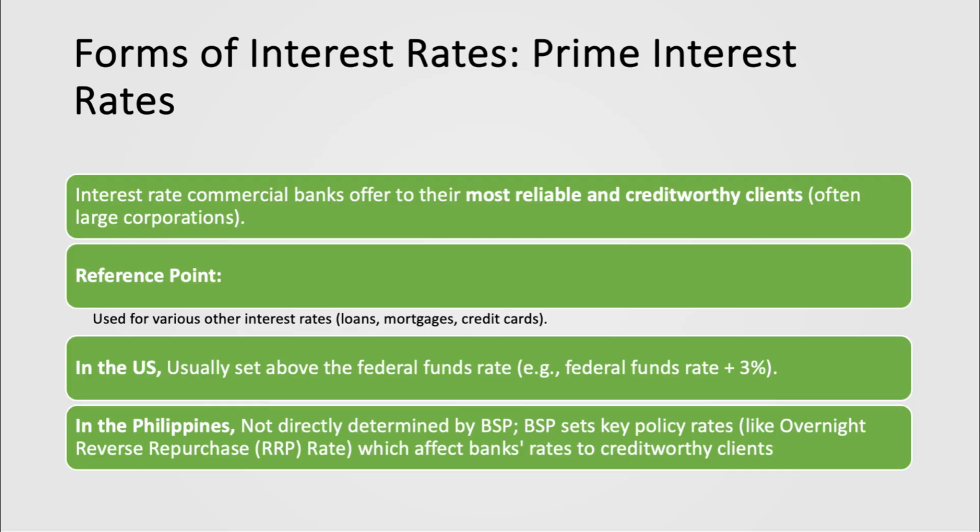Meanwhile, the prime rate is the interest rate that commercial banks give to their most reliable and credit-worthy clients, usually large corporations. Because these clients pose the least risk of default, they are offered lower rates compared to regular borrowers. Now, what makes the prime rate important? It serves as a reference point for many other types of loans, like mortgages, business loans, or even credit cards. In other words, when banks set their lending rates for other clients, they often base it on the prime rate plus a certain margin. For example, in the US, the prime rate is usually set a few points above the federal funds rate, often around plus 3%.